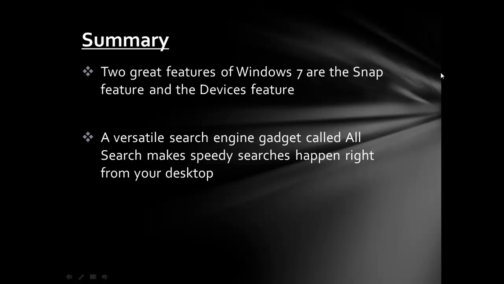So, in summary, the two features that I chose and that I use and I really like are Snap and the devices feature. And also the search engine, AllSearch, is a very versatile, speedy desktop search engine gadget, and I have to recommend all of them to you.